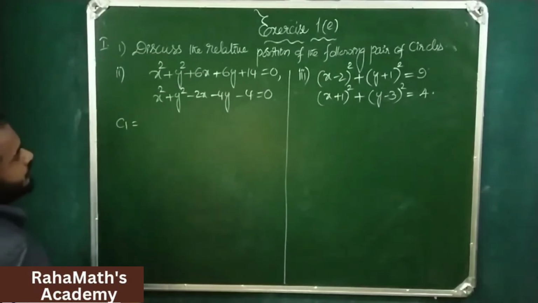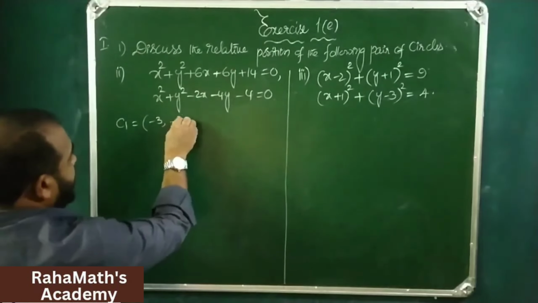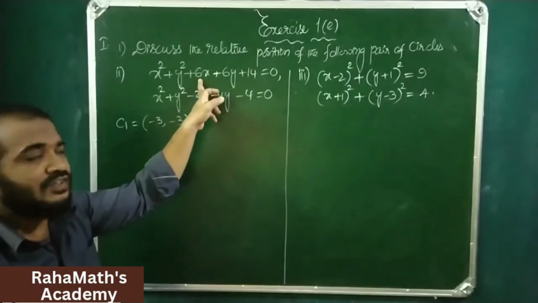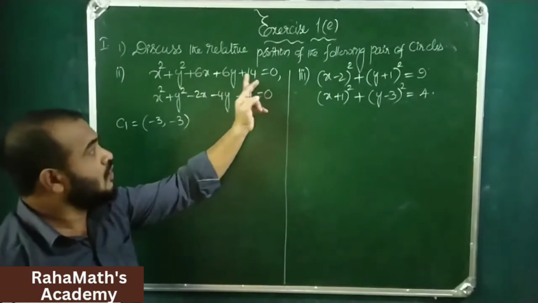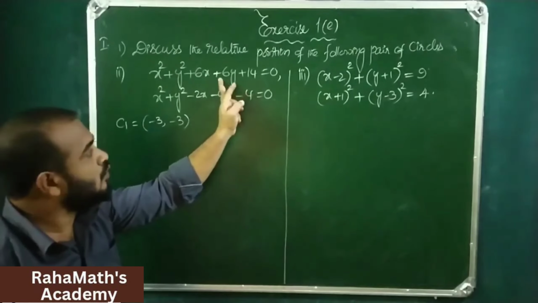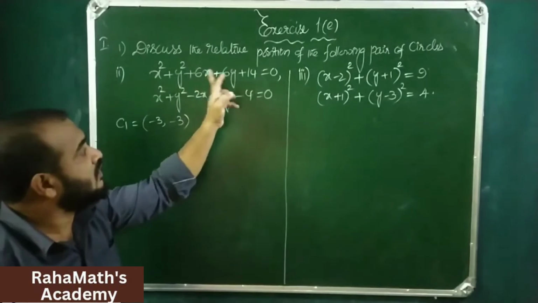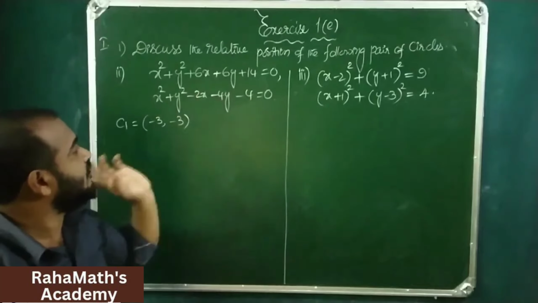C1 is (minus 3, minus 3). So this has to be compared with x square plus y square plus 2gx plus 2fy plus c equals 0. 2g is equal to 6, therefore g is equal to 3. 2f equals 6, f equals 3. The center of the general equation of the circle is (minus g, minus f), therefore (minus 3, minus 3).